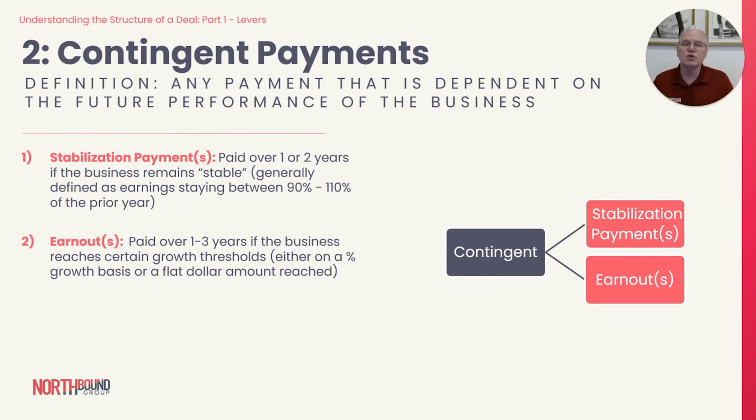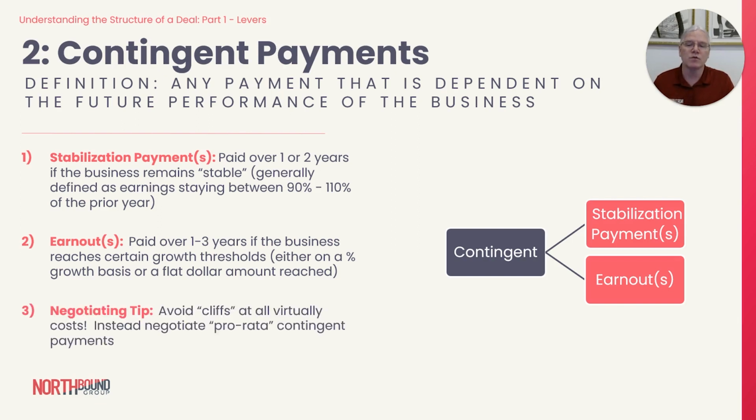Earnouts are paid based usually on a flat dollar of achievement, for example, if you get from 700,000 of earnings to 800,000, you'll get another payment. Or they're paid on reaching a percentage growth rate, a 10%, 20%, or 30% growth rate. And here's a key negotiating tip that's oftentimes not done.